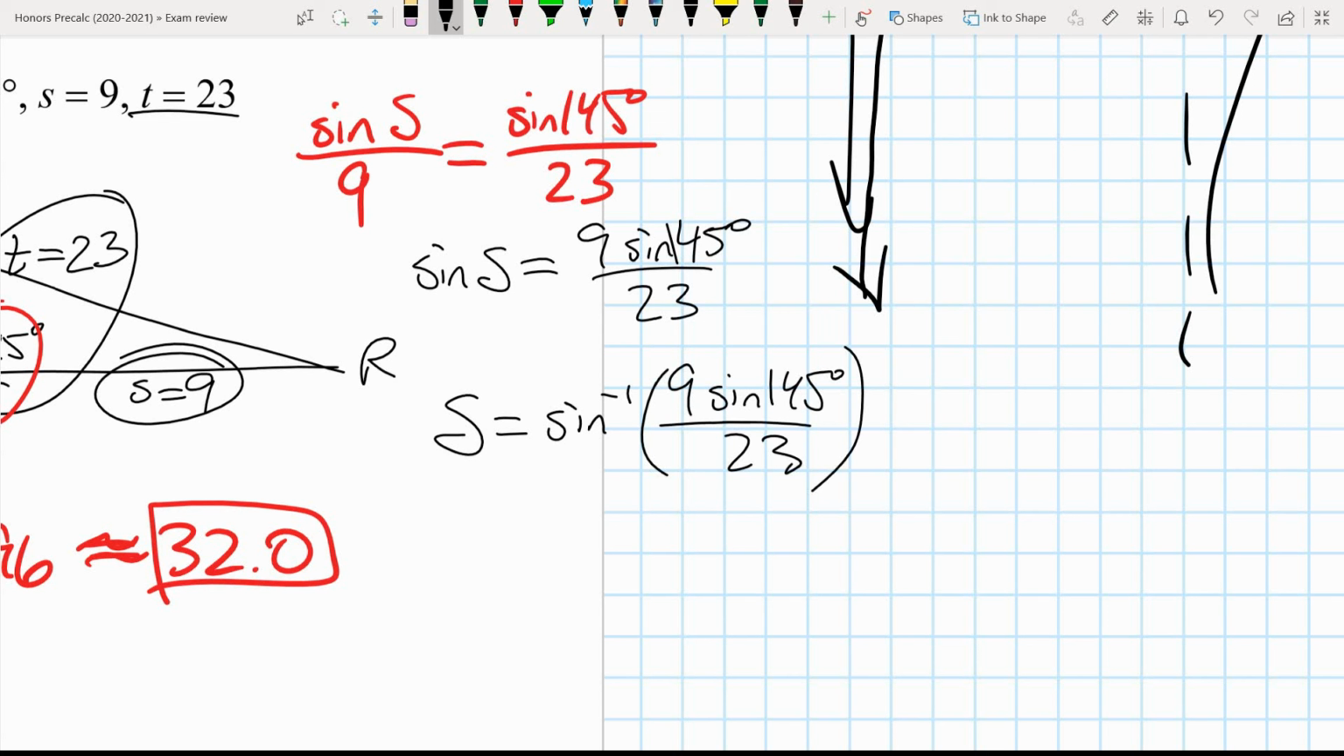Again, make sure you're in degrees mode. So I'm just going to do inverse sine, then 9 times sine of 145 divided by 23. Make sure you do parentheses correctly on this one or you get weird answers. And I get 12.97, which is going to be approximately 13.0 degrees. So this is an angle, remember, so you've got to put degrees on it.